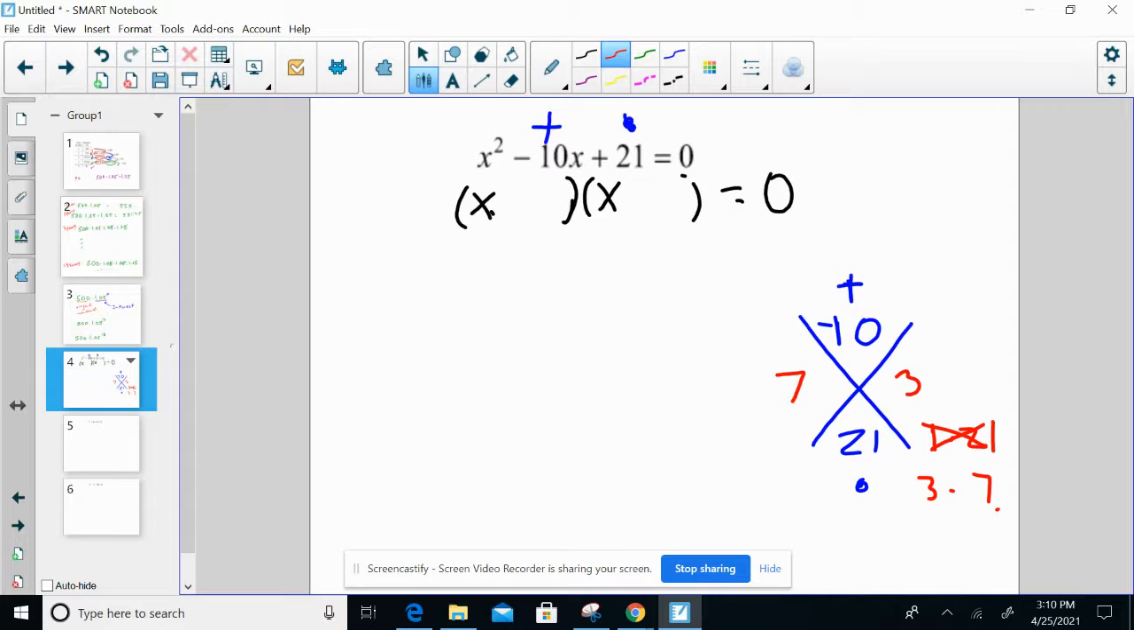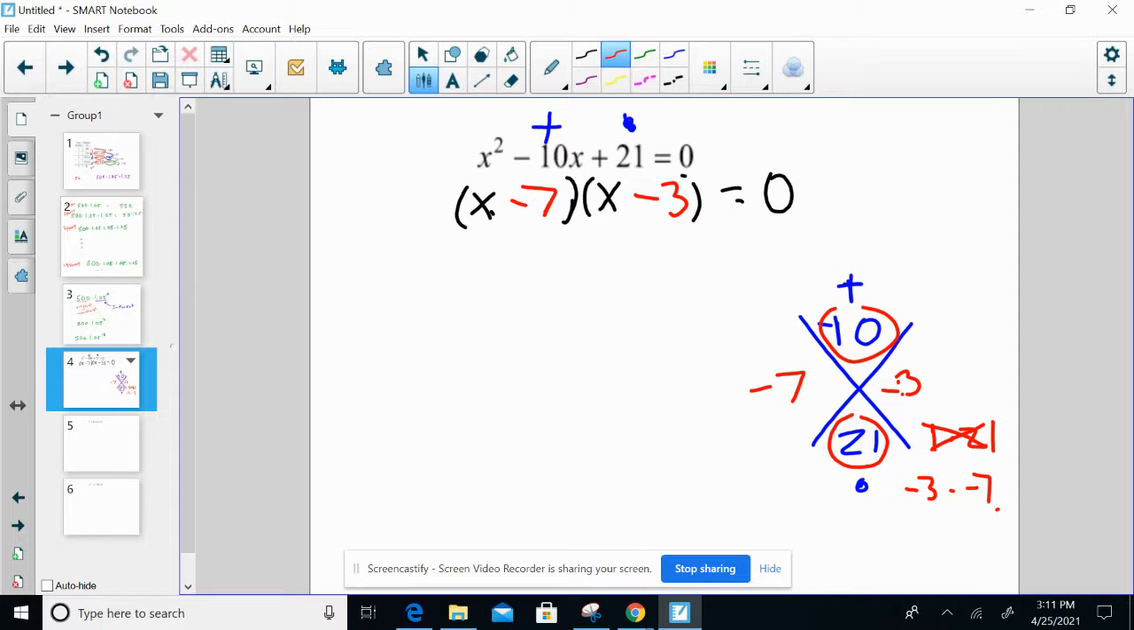Now, they multiply to a positive, so they could both be positive, but if we add these, it'd be positive 10, so not going to work. But what if we do negative, negative? Negative times a negative is positive, so it works here. And negative 7 plus negative 3 is negative 10. There you go. So negative 7 and negative 3.